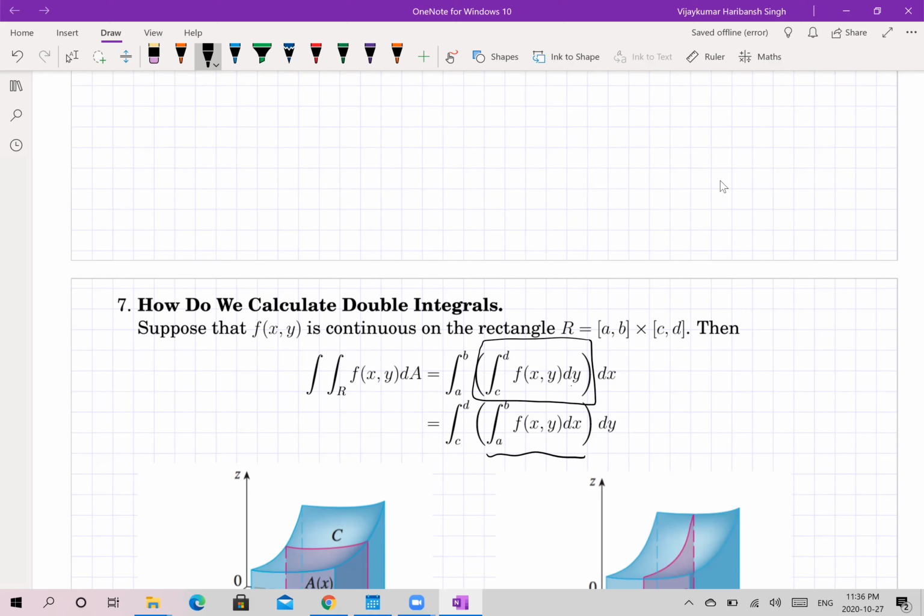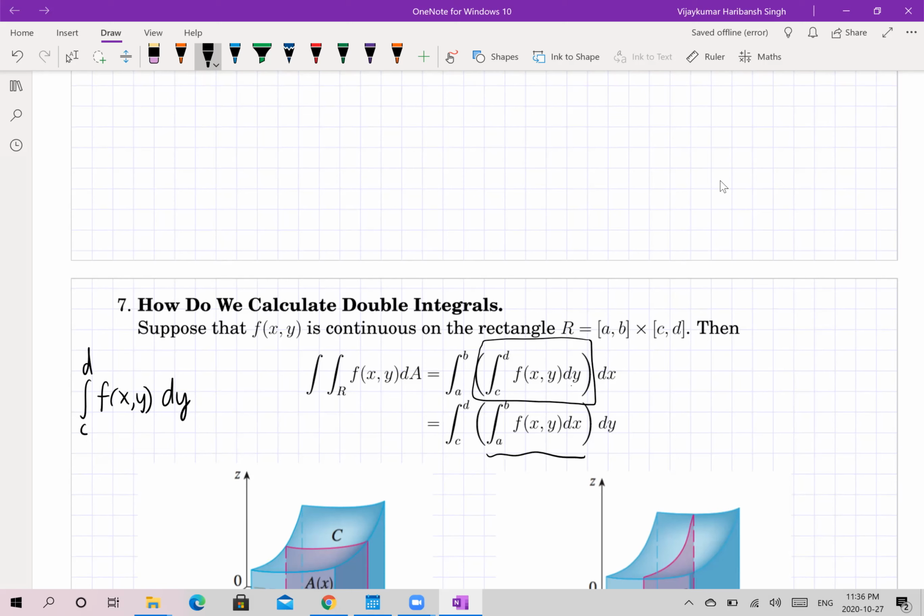So first of all, what are these integrals below? This thing is called an iterated integral. The integral from c to d of f of xy dy is called an iterated integral.